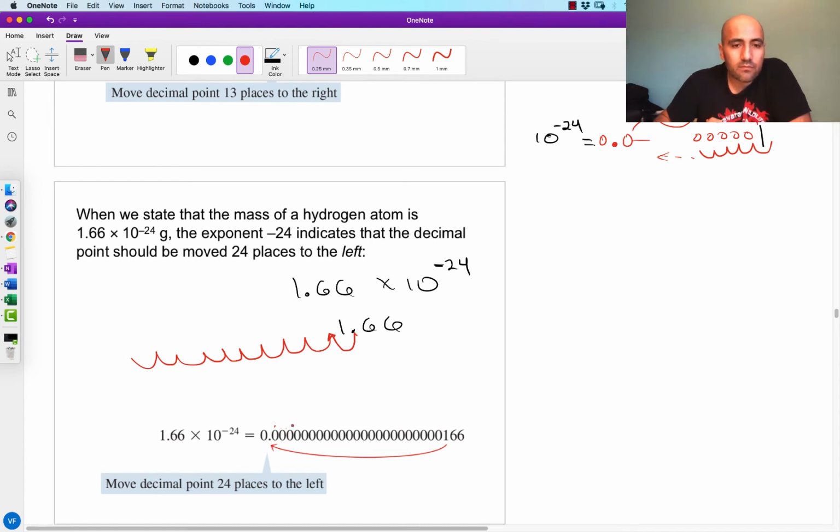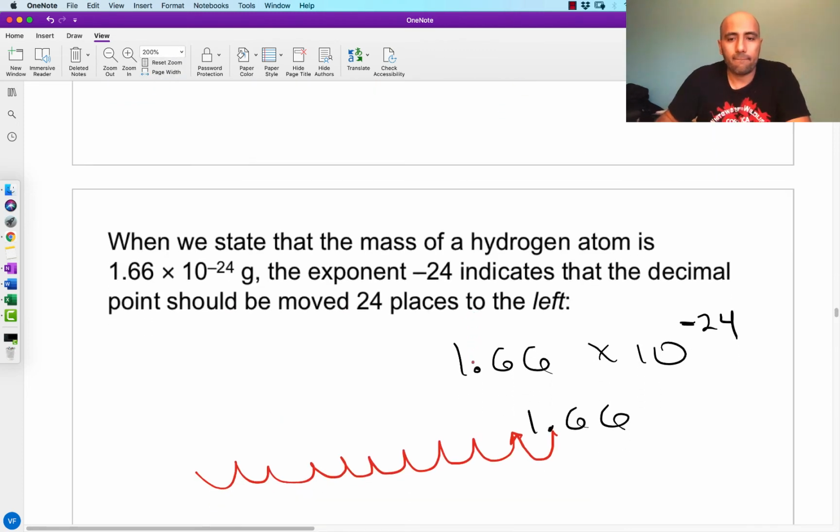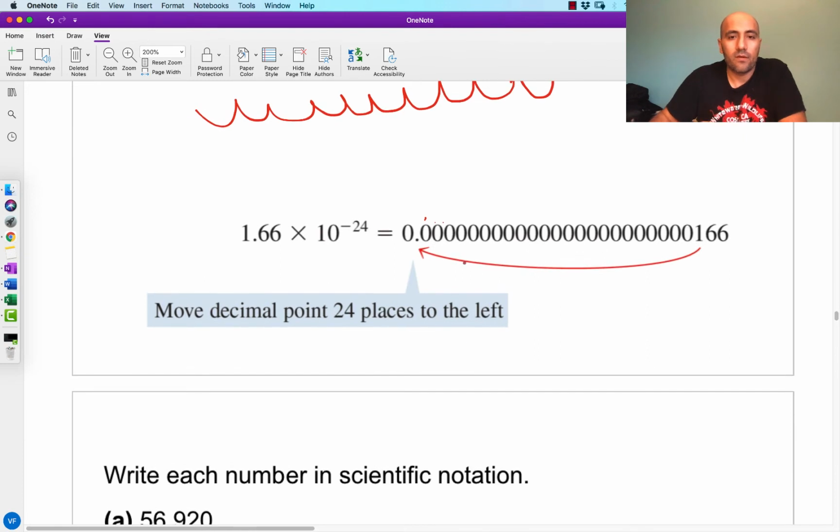Well, that's ugly. Let me zoom in a little more. That's going to be 1, 2, 3, 4, 5, 6, 7, 8, 9, 10, 11, 12, 13, 14, 15, 16, 17, 18, 19, 20, 21, 22, 23 zeros. Okay, so that's our final answer.